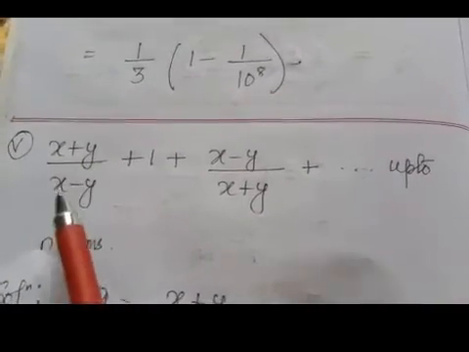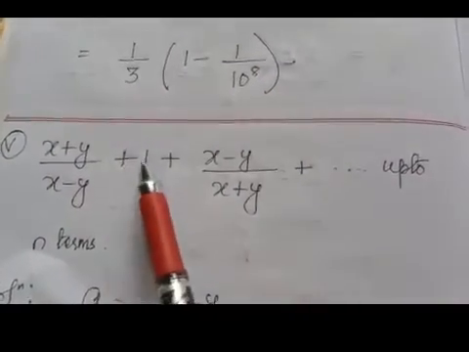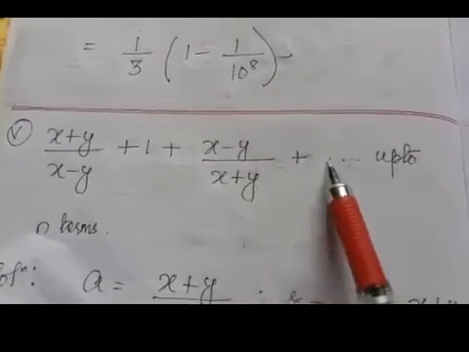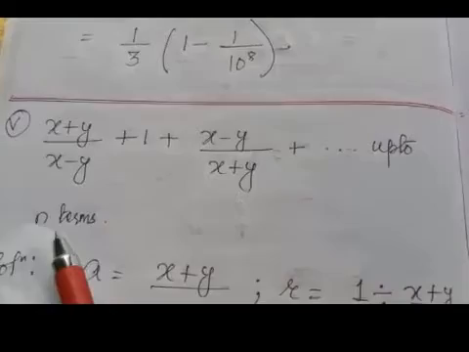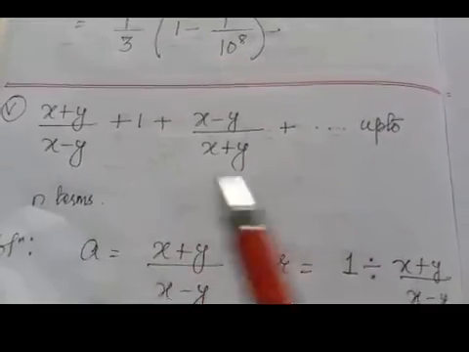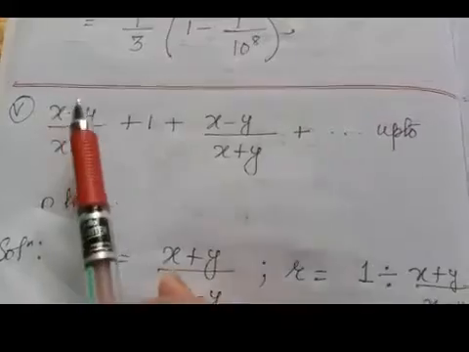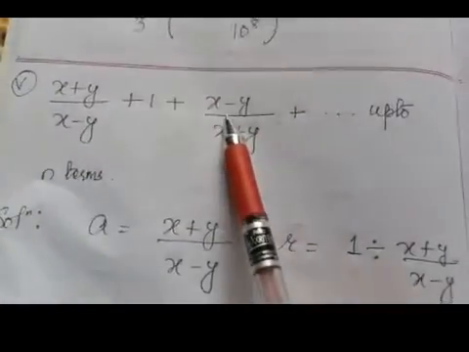Here (x + y) divided by (x − y) plus 1 plus (x − y) divided by (x + y) plus dot dot up to n terms. So you have to find the sum of this GP up to n terms. This is the first term, second term, third term.